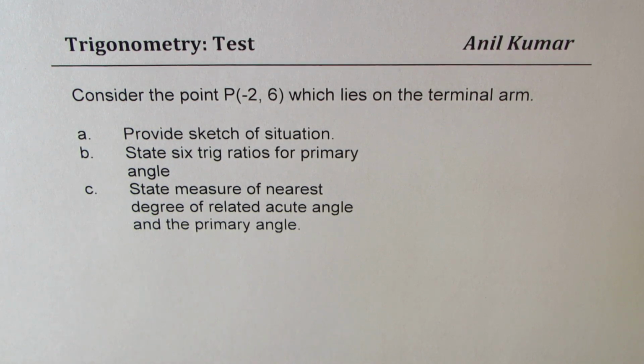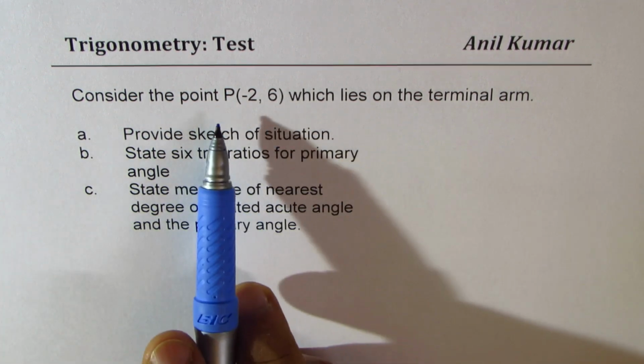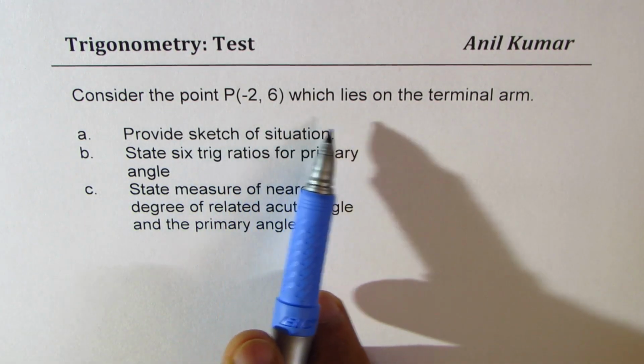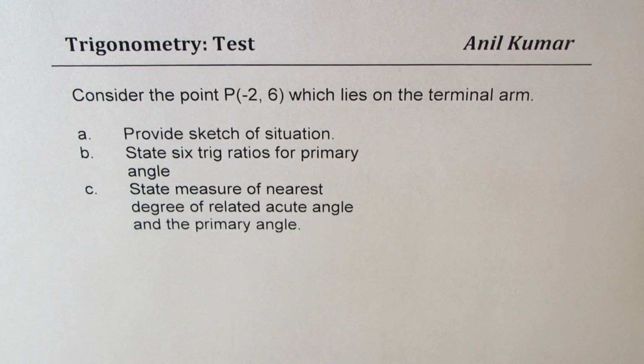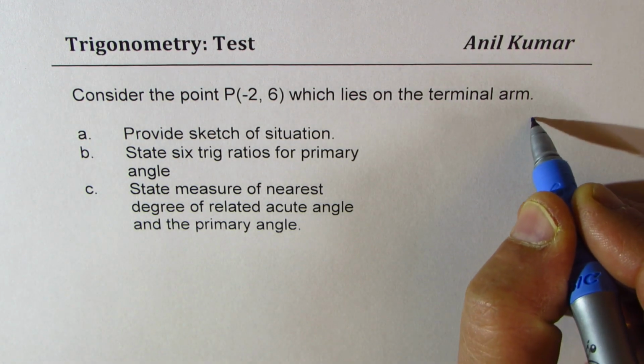The question here is, consider the point P (-2, 6), which lies on the terminal arm. Provide a sketch of the situation, state the 6 trigonometric ratios for the primary angle, and state the measure to the nearest degree of the related acute angle and primary angle. So let's make the sketch first.